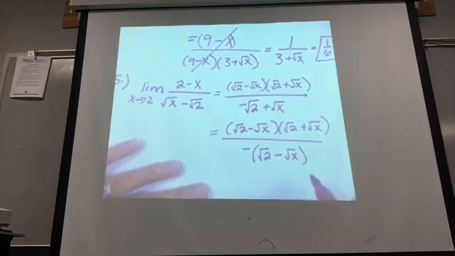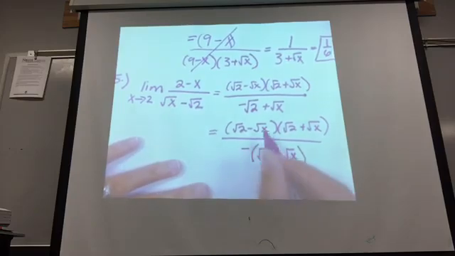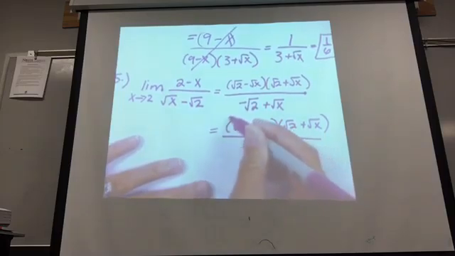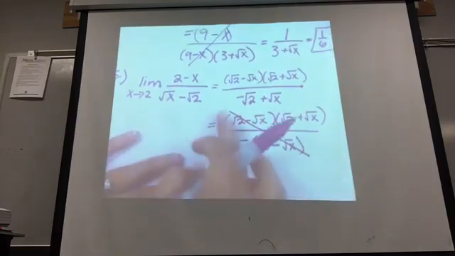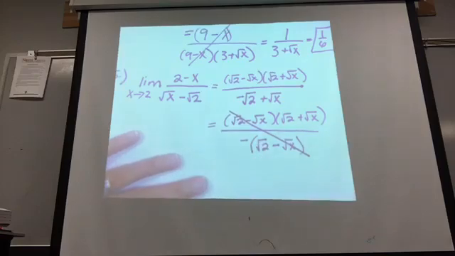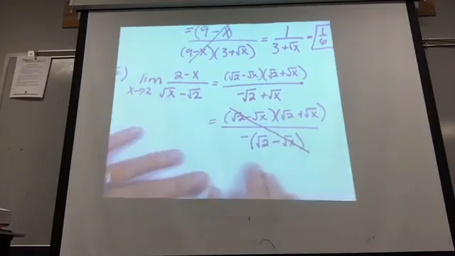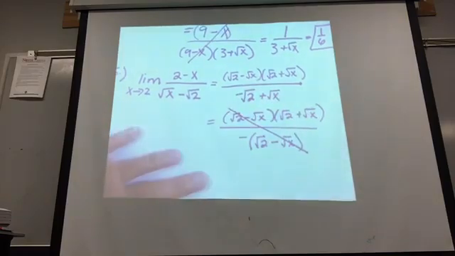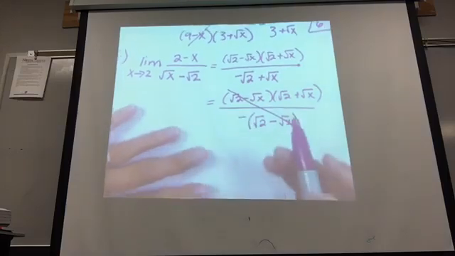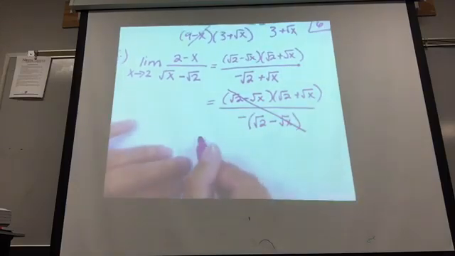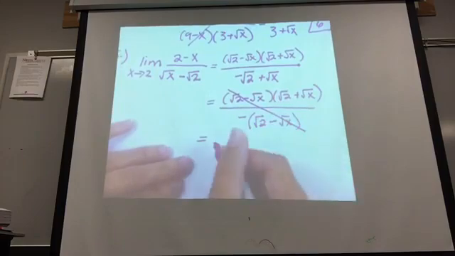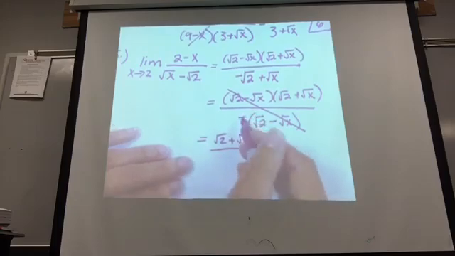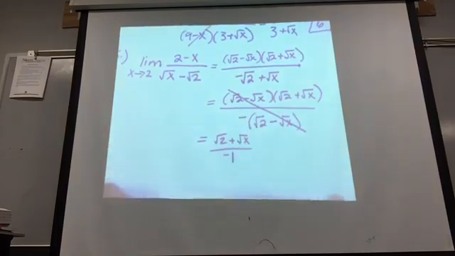And now I have a common factor on top and bottom. So it divides out. It has to be exactly the same to divide out. And sometimes we have to create it by using our algebra. And then now I have in the top the square root of 2 plus the square root of x, divided by, don't forget that negative 1 in the bottom.